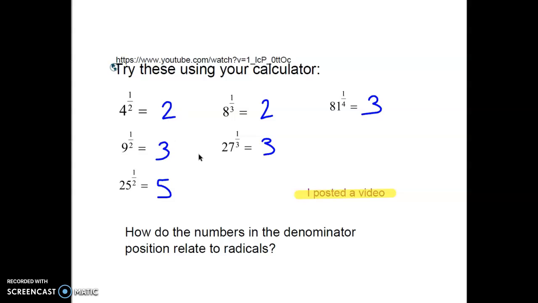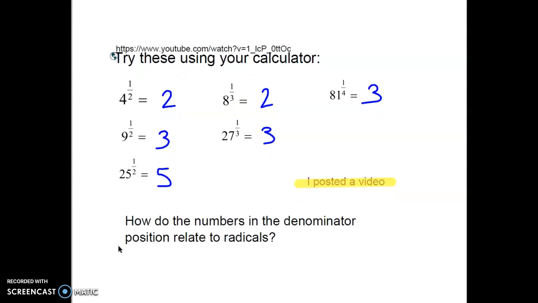Okay, so give it a try and see if you can get these answers. So 9 to the power of a half, 25 to the power of a half. Okay, so start off there, watch that video. Ask me questions, send me a picture of your calculator if you need some help.